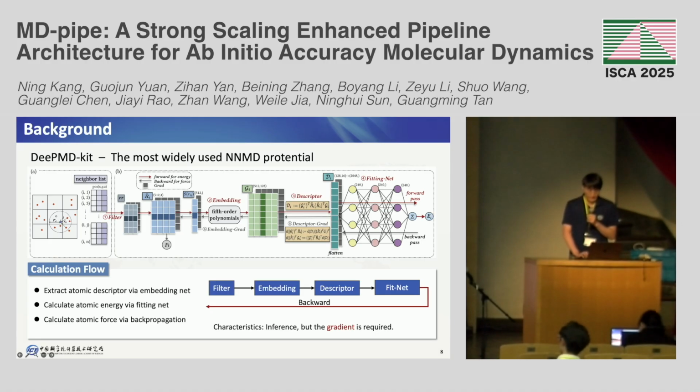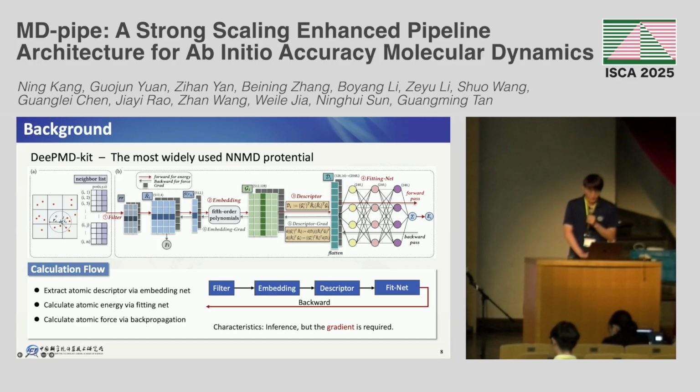First, it selects the neighbor atom pairs for later calculation. Then, it extracts atomic structure descriptors during the embedding process. After that, the fitting net calculates and outputs atomic energy information. Finally, in the backpropagation process, energy gradients are converted into atomic forces.